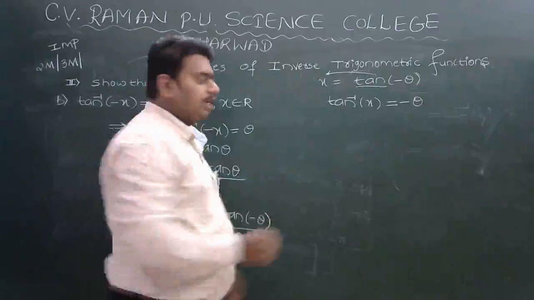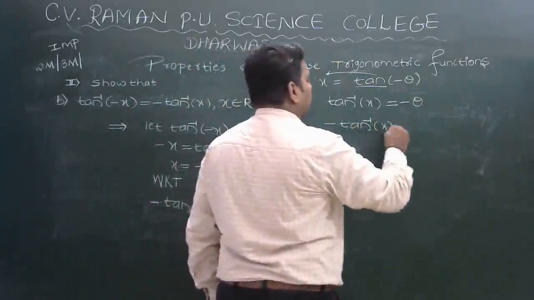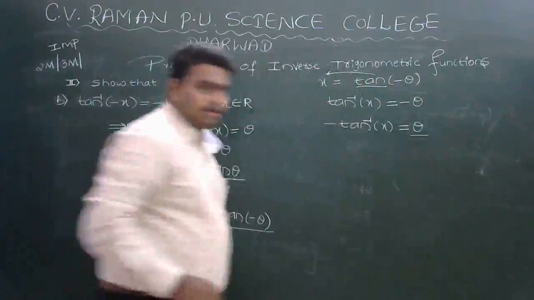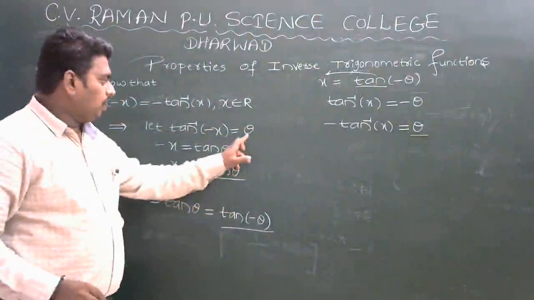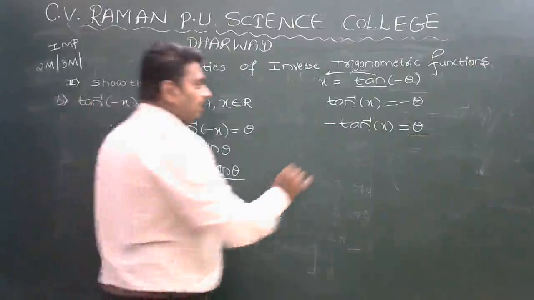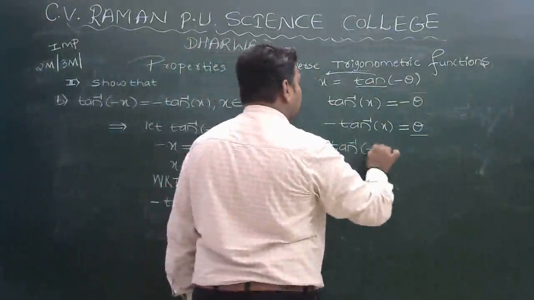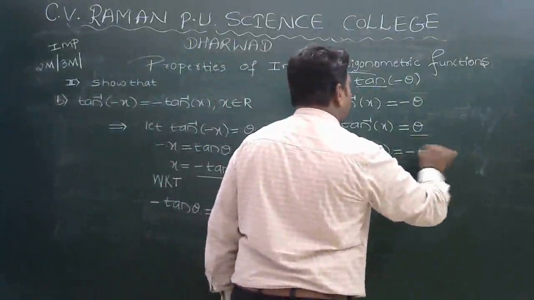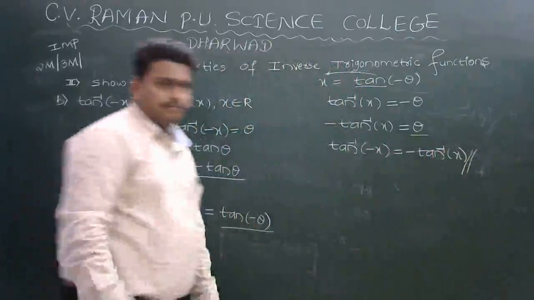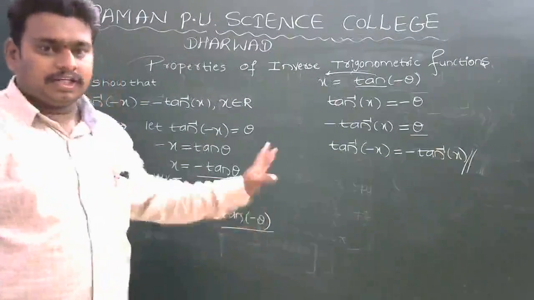Moving the minus to this side, minus tan inverse of x equals theta. What is the value of theta? Theta is tan inverse of minus x. So tan inverse of minus x equals minus tan inverse of x. This is the proof, this is what we have to prove. Yes, done. We'll go for the next third one.